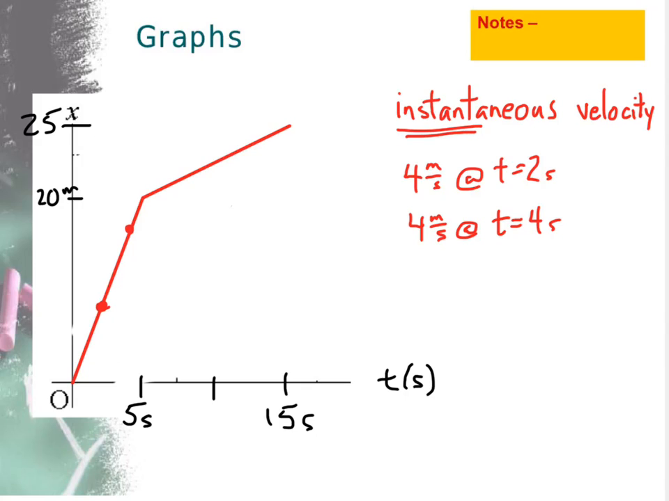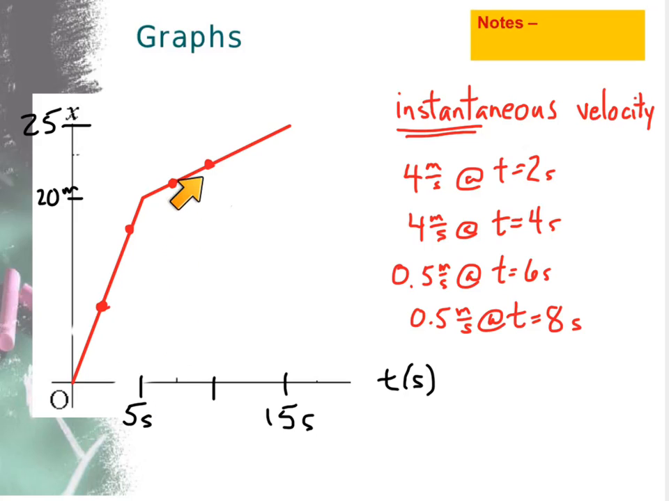Now later on, after the teacher came out in the hallway and yelled at Johnny for going too fast, at 6 seconds, I'd go over here to 6 seconds, go up on my graph, and ask myself, what is the slope of the line right here? And I would notice that it is 0.5 meters per second. And also at 8 seconds, I could do the same thing again, go up here and discover that the slope of the line at this point is 0.5 meters per second. So instantaneous velocity is all about asking, okay, what is the slope of the line at this moment, at this very time?